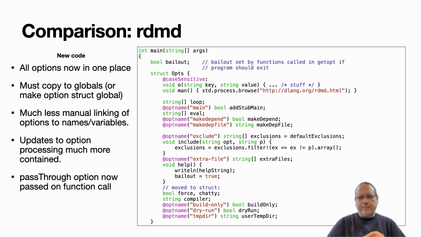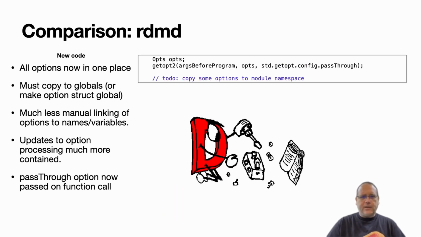And finally, the pass-through option is now passed on the function call, not in the struct itself. And the reason for that is because some options apply to the whole thing. So this is another thing you might not realize: you can specify the pass-through option anywhere in the getopt command line. Well, not anywhere. In some places it will complain, but in other places it won't. But it's still going to just apply to the whole thing, right?